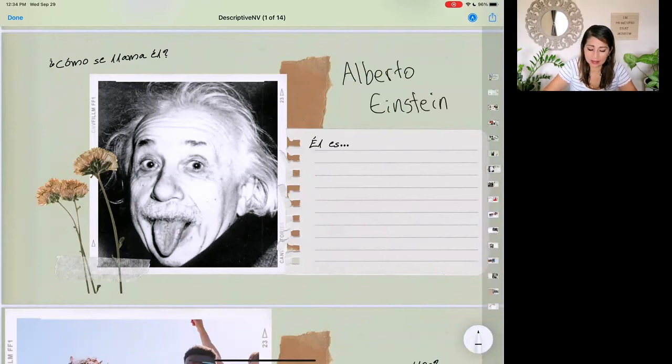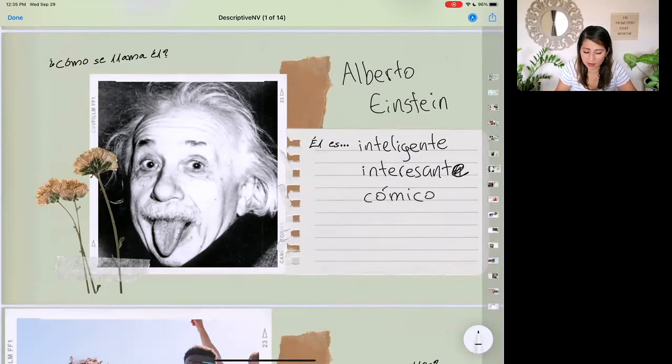So, él es inteligente. Él es interesante. Él es cómico. In this picture, it looks like he's funny. So, él es cómico. Él es mayor, or we could say viejo.